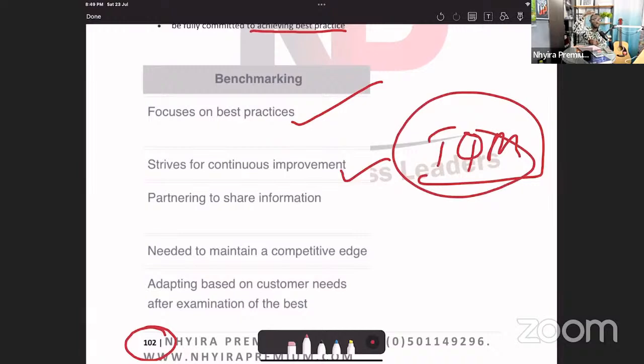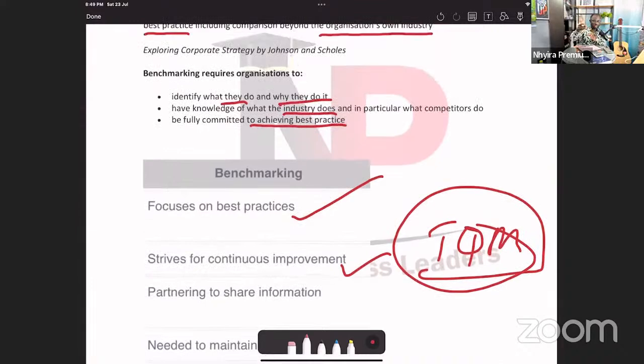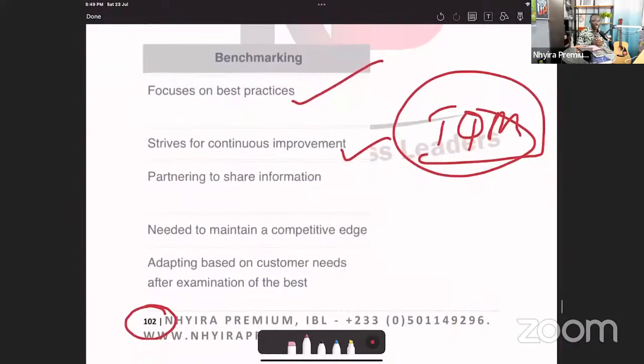There is nothing like "we are the best." There is always room for improvement. Actually, the sky is not the limit, but it's the beginning, because beyond the sky, there is something there. So striving for continuous improvement, how do you do that? You need to benchmark your performance against what is being done in the industry. Then we needed to maintain competitive edge.